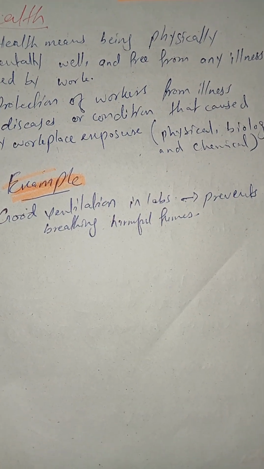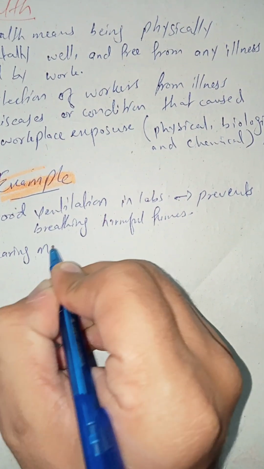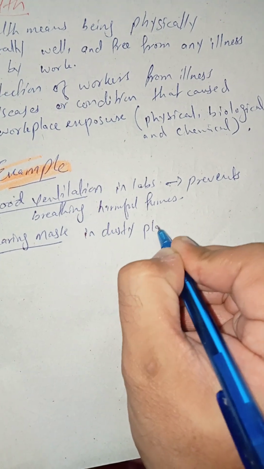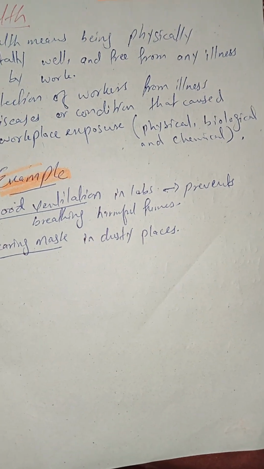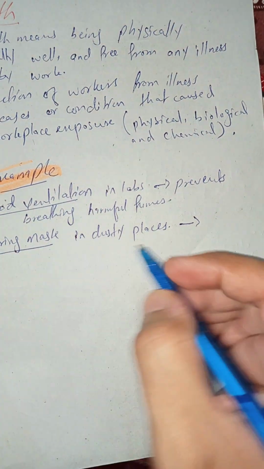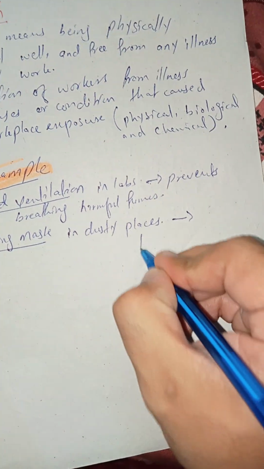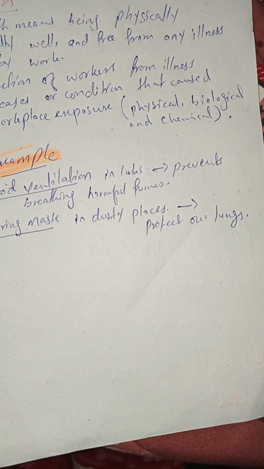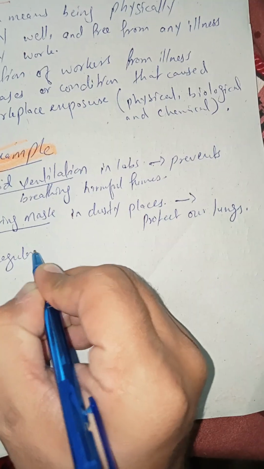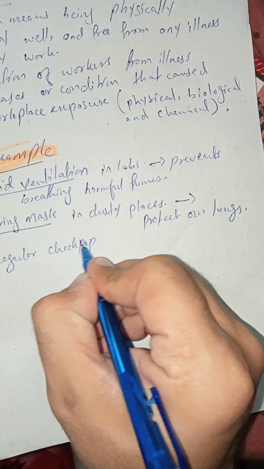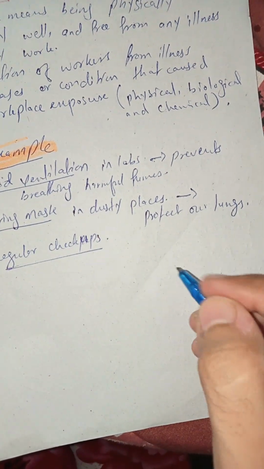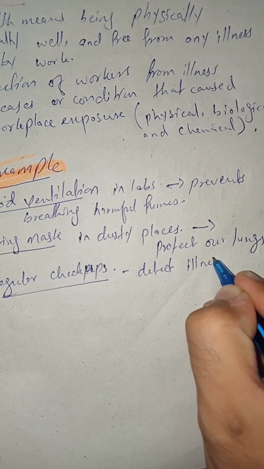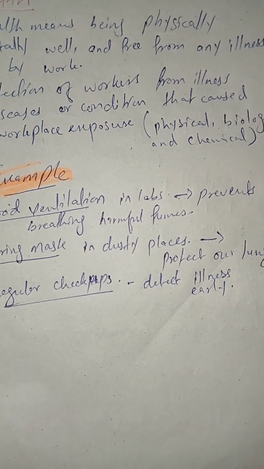Second thing, we can take the example of wearing a mask. Wearing a mask can help us in dusty places. Why do we have to wear the mask in dusty places? Because it's dangerous for our lungs. It can protect our lungs. Another example, we must get a regular checkup as well. For what? To detect illness early.